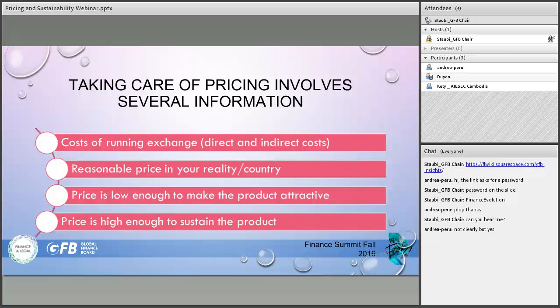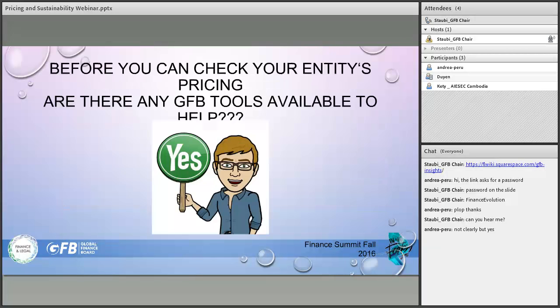Then your price should be reasonable, especially in your reality and in your country, and must be low enough to make it attractive to your customers. On the other hand, your price must be high enough to sustain your entire product. So your product itself must be sustainable, and your entire entity must be sustainable, otherwise it's useless.